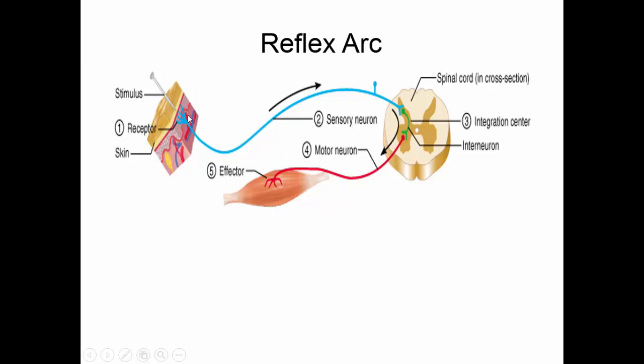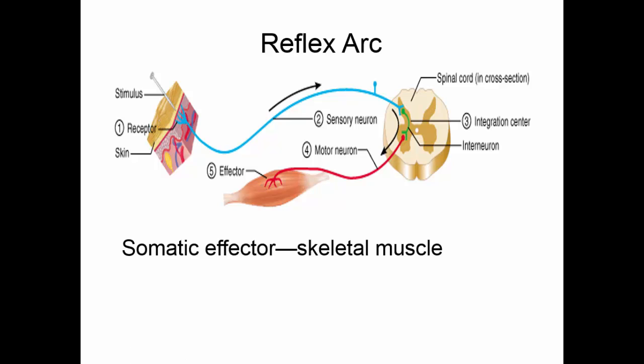Here we see the stimulus of a pin being stuck in the skin. The receptor would be the pain receptors here in the skin. That sensory neuron will take the information into the spinal cord. This is where the integration center is. In the integration center, a motor neuron will be activated, which will take information to a skeletal muscle. So this would be a somatic reflex. This skeletal muscle will contract so that you withdraw from the sharp stimulus. Remember that somatic effectors will only be skeletal muscle, so we have a somatic reflex shown here.